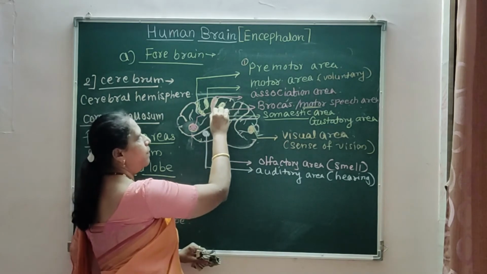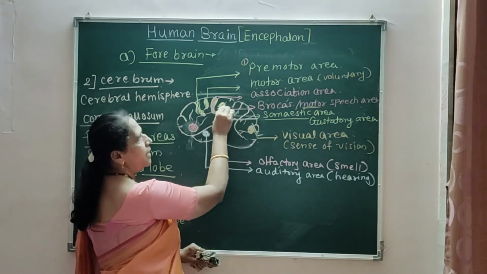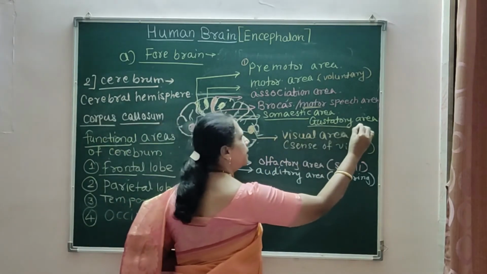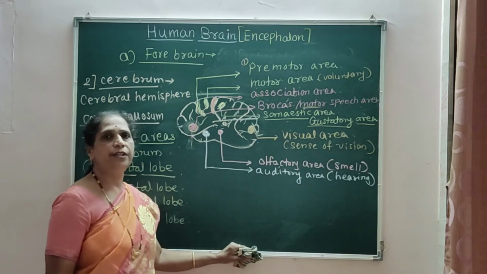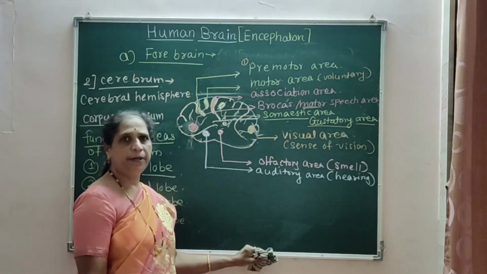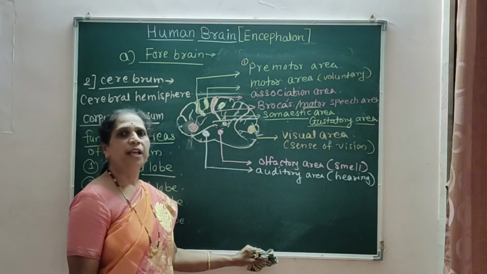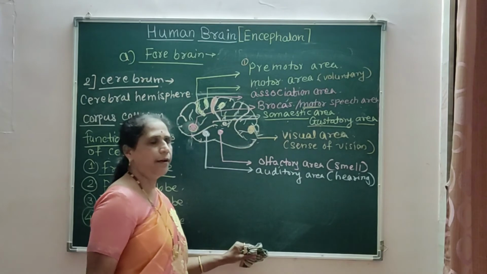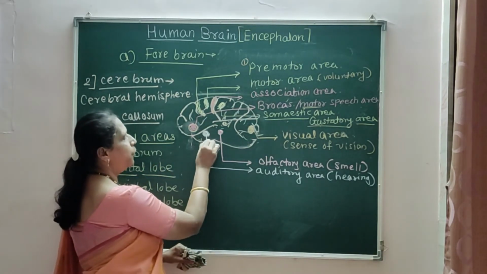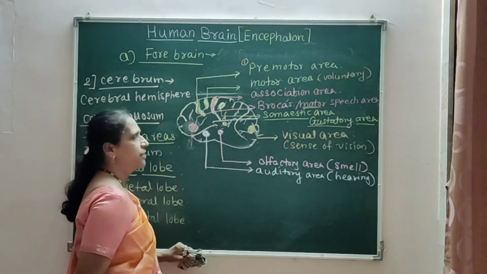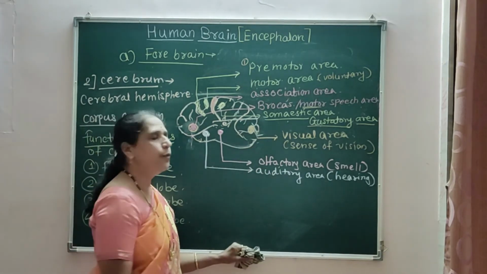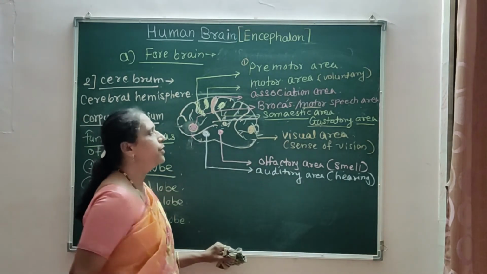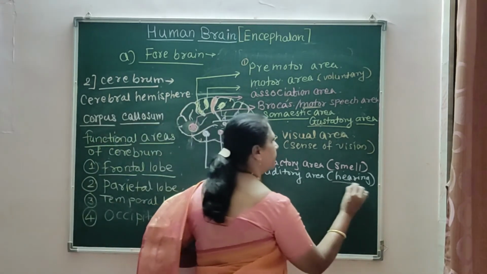The next lobe is the parietal lobe. In this parietal lobe, this area is called the somesthetic area and it also consists of the gustatory area. These areas are concerned with the sense of temperature, pressure, pain, etc., as well as the sense of taste, called the gustatory area. Then in the temporal lobe, there are two main areas: the olfactory area, which is concerned with the sense of smell, and the auditory area, which is concerned with the sense of hearing.